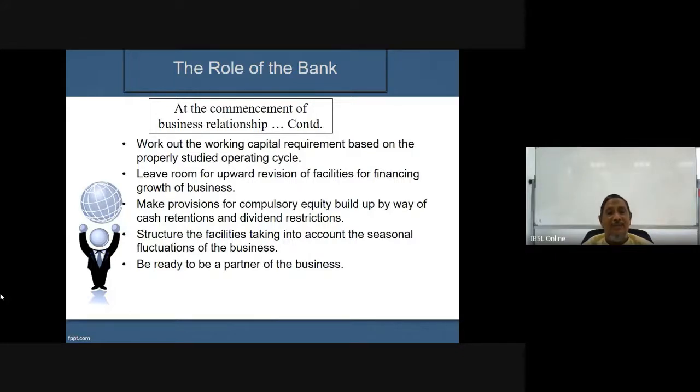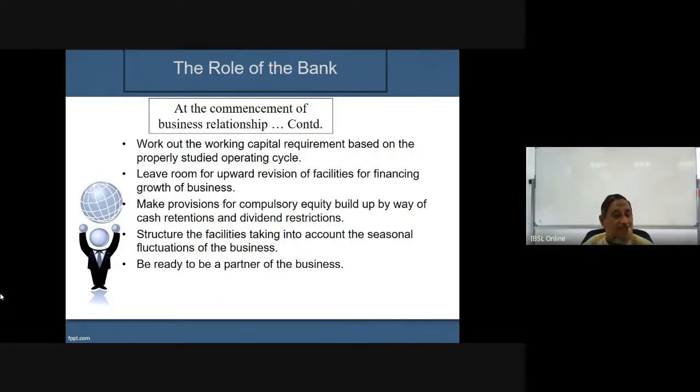So develop ourselves, leave room for upward revision, 20-25% more in a facility, get documents prepared, and that will help us. So, any customer needing expansion will not need a new facility.